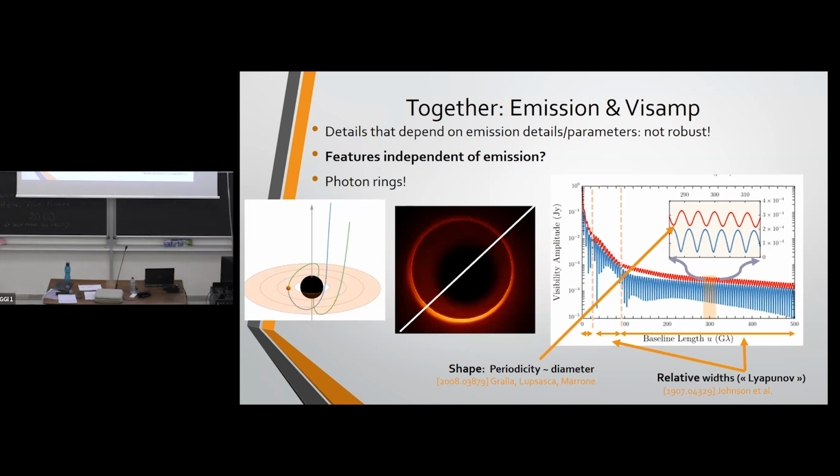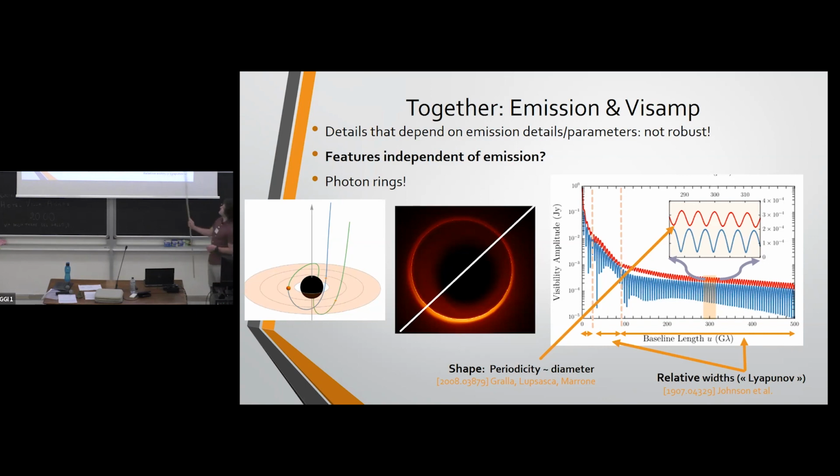At the moment, we're really only seeing this part, the NS0 ring. So that's the shape. The other thing that has also been argued to be very robust is the relative widths of the rings. These subrings each have a width. These widths can differ depending on your emission details, but the relative widths of these rings, which is governed by the Lyapunov exponent, is very robust.